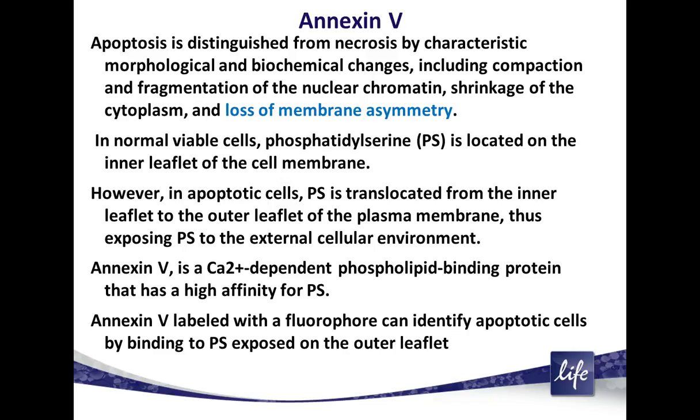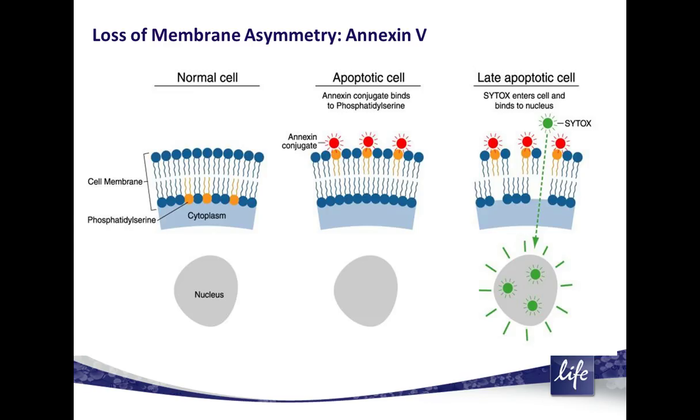Annexin V can be labeled with a number of different fluorophores to identify apoptosis based on changes in membrane asymmetry. This is illustrated here, where we have phosphatidylserine in healthy cells located on the inner leaflet. And as cells undergo apoptosis, it translocates to the outer leaflet of the plasma membrane and is exposed to the extracellular environment and can thus be labeled with annexin V.